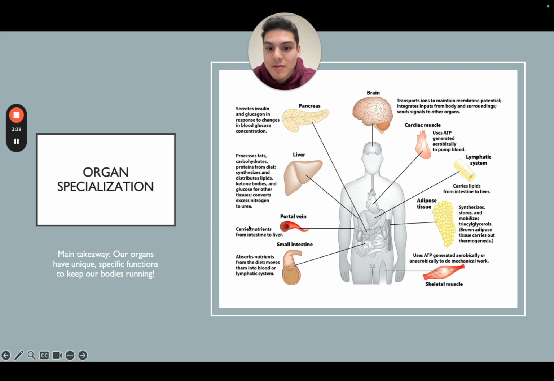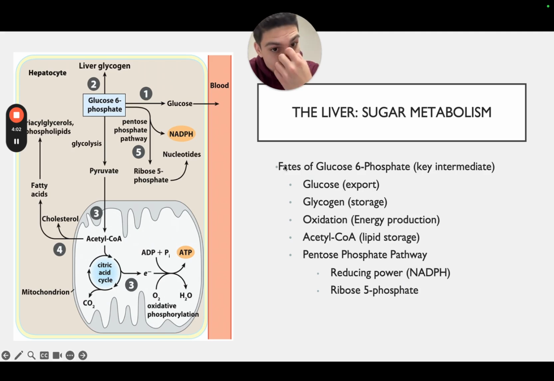Then we have the portal vein, which carries nutrients from the intestine to the liver, and that's where the liver receives, okay, is it low blood glucose levels or high blood glucose levels based on the insulin and glucagon that's in the portal vein itself. Then you have the small intestines, which absorbs the nutrients that we consume, the carbohydrates, the lipids, the amino acids. It absorbs it all through the small intestines, and it gets into the circulatory system by passing through the epithelial cell layer. So the liver, talking more so about sugar metabolism, let's say we form glucose 6-phosphate, right? We have glucose 6-phosphate in the liver.